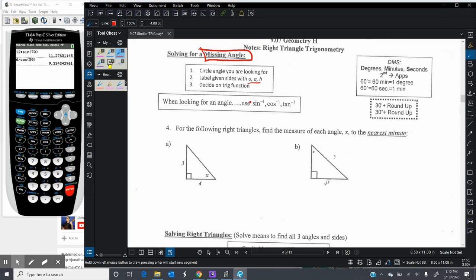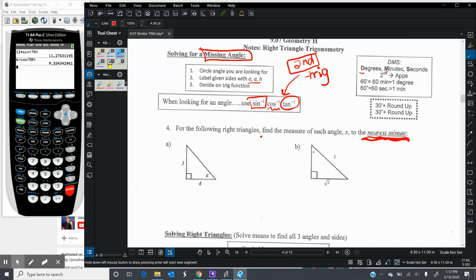And when looking for the angle, we're going to use sine to the -1, cosine to the -1, or tangent to the -1, depending on the trig function. And to get there, you use the second button, and then your trig function, you mean sine, cosine, or tangent. Something else, this DMS stands for degrees, minutes, and seconds. That's just a more specified value of your angles. So we'll go there when we type this in here in a minute.